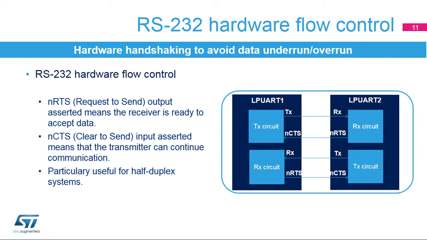In the RS-232 standard, it is possible to control the serial data flow between two devices by using the NCTS input and the NRTS output. These two lines allow the receiver and the transmitter to alert each other of their state. This slide shows how to connect two devices in this mode. The idea is to prevent dropped bytes or conflicts in case of half-duplex communication. Both signals are active low.